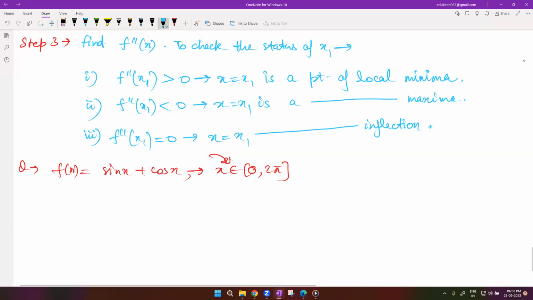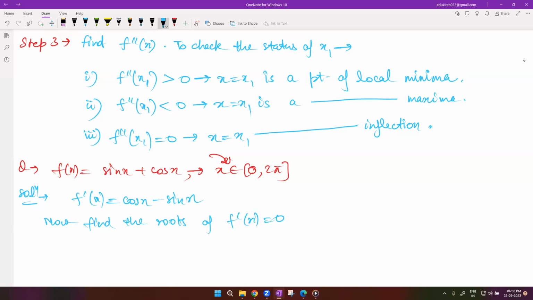So we want to identify minimum and maximum values of the given function, and we are going to apply the second derivative test to do so. So let's go to step one. Step one says first of all, find out f dash x. So I'm finding f dash x, which is cos x minus sin x. Now, find the roots of this equation, f dash x is equal to 0. You will use this equation of f dash x and equate it to 0. From there, you can find your roots.